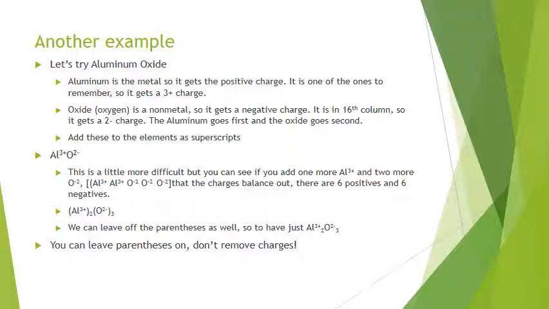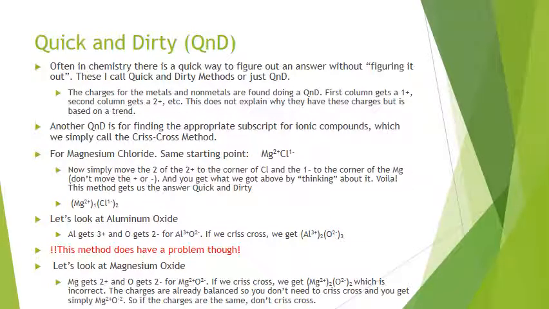What I'm going to do now is help you figure out a quick method to figure out these subscripts, and it's called quick and dirty. A lot of times in chemistry, there's quick ways to come up with an answer without doing it like we just did, trying to figure out how many oxygens and aluminums by balancing charges. The way you do it is we're going to use something called the crisscross method, but you start out with the same starting point.